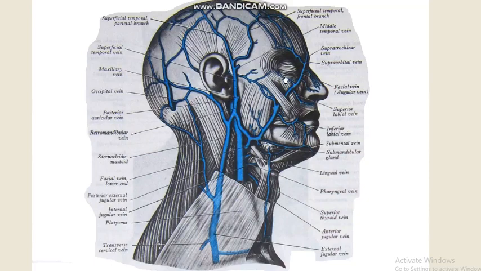If you look at the facial vein in this picture, you can see that the facial vein begins at the inner canthus of the eye, that is at the medial angle of the eye, as a union between the supratrochlear vein and supraorbital vein, and these two unite to form an angular vein.